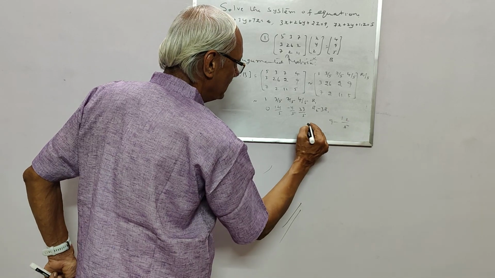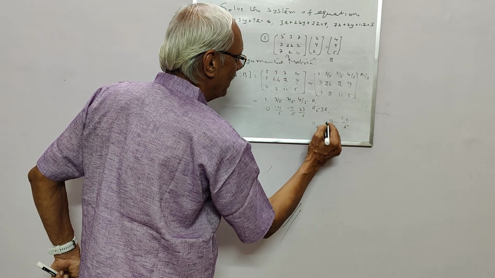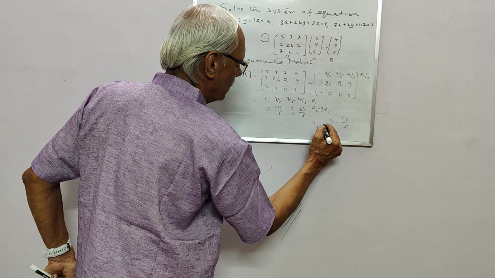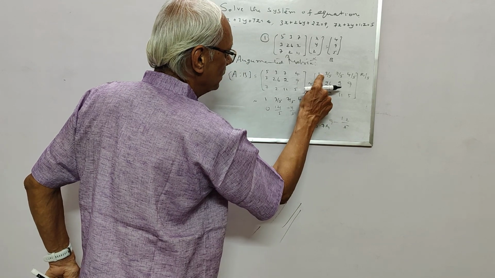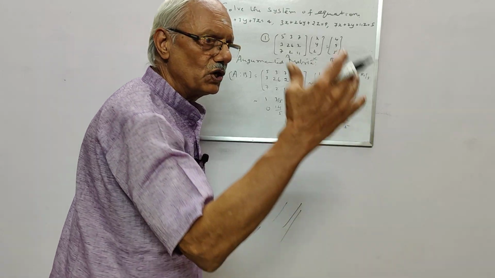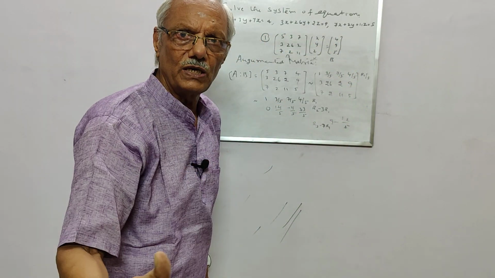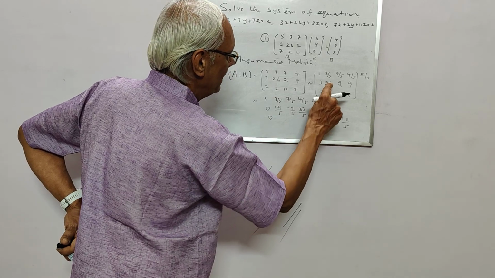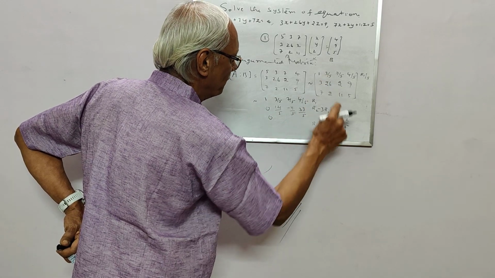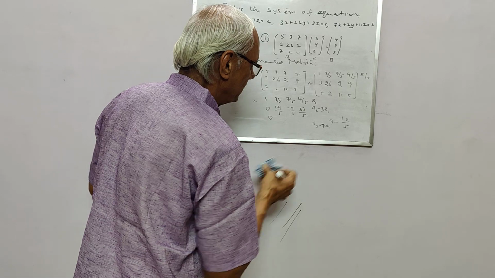Then the third row is R3 minus 7 into R1. See, 7 ones are 7. Take away this, and you will get zero below A11. So what will you get here? 0. Then 7 into 3 by 5 is 21 by 5.